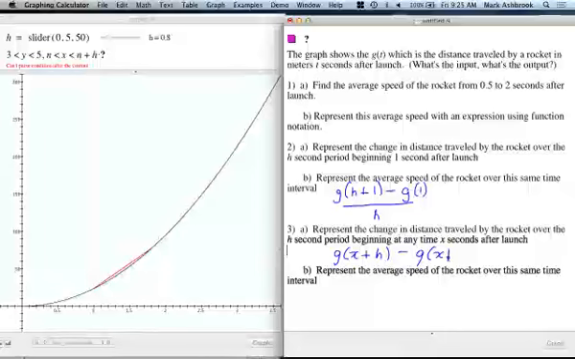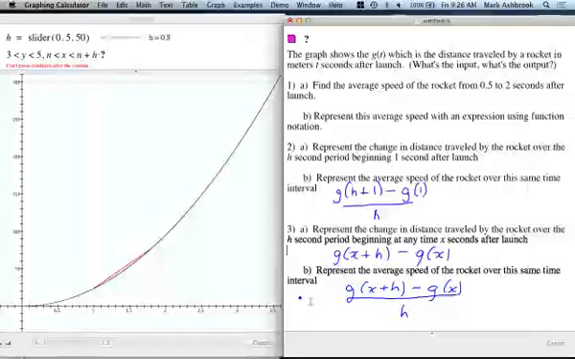All right. Average speed. So how about Miles back there? What's the average speed? It's g of h plus x minus g of x, all over h. So we got our change in distance and our change in time.